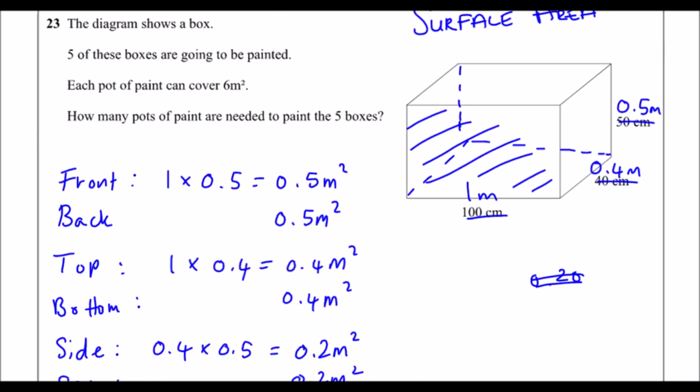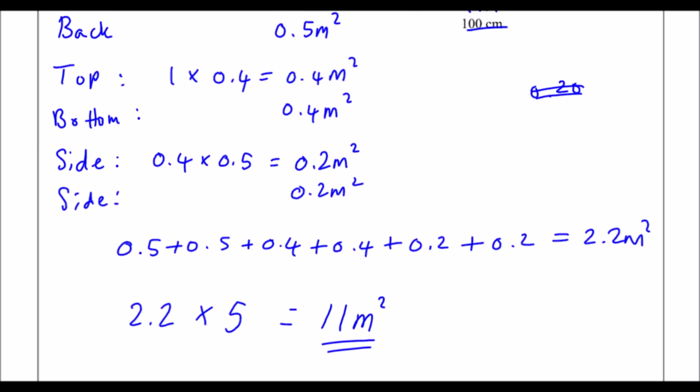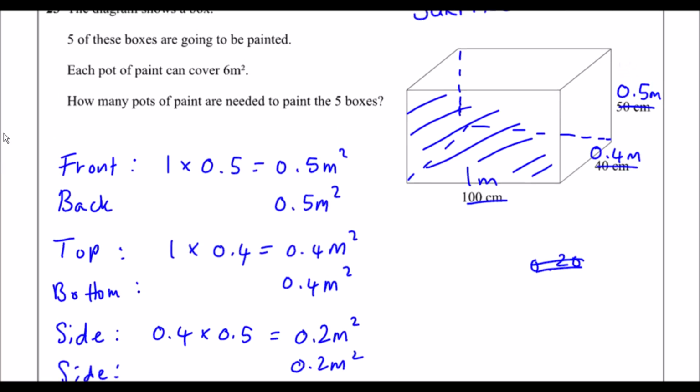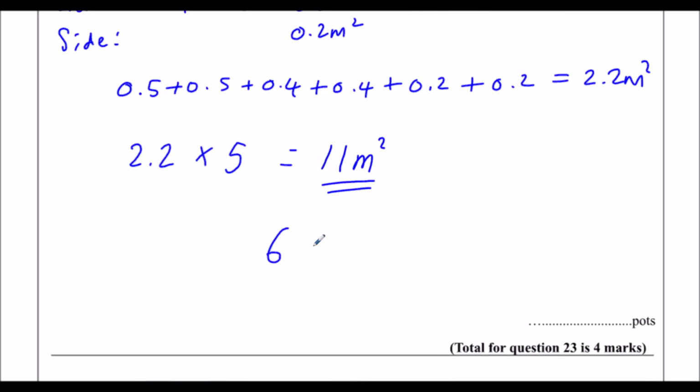And we're going to paint 5 of them. 2.2, 5 times. 2.2 times 10 is 22. Half of that is 11 meters squared. So we need 11 meters squared of paint. Each pot can cover 6. So we need 2 pots to cover 11 meters squared. 2 pots that can cover 6 meters squared each will cover 11 meters squared.